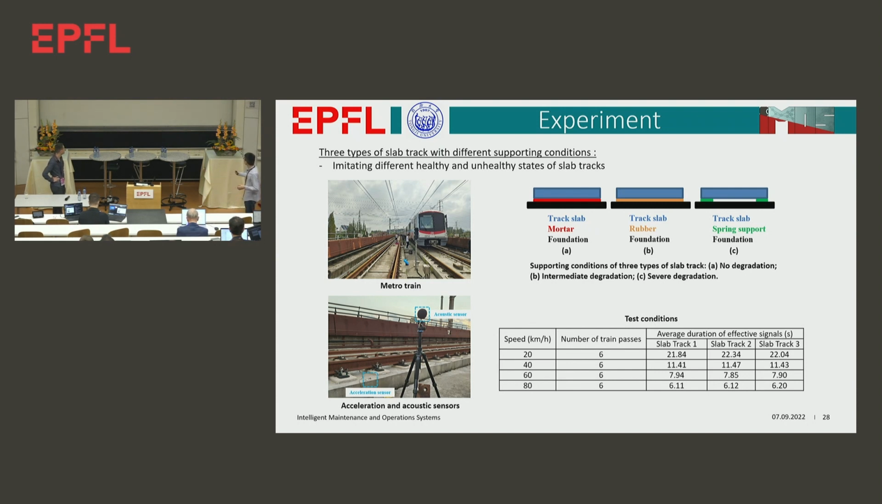And this table lists the test conditions of our experiment. We can see the train speeds are 20, 40, 60, and 80 kilometers per hour. And the train passes 6 times under each speed. And we also list the average duration of effective signals in this table.